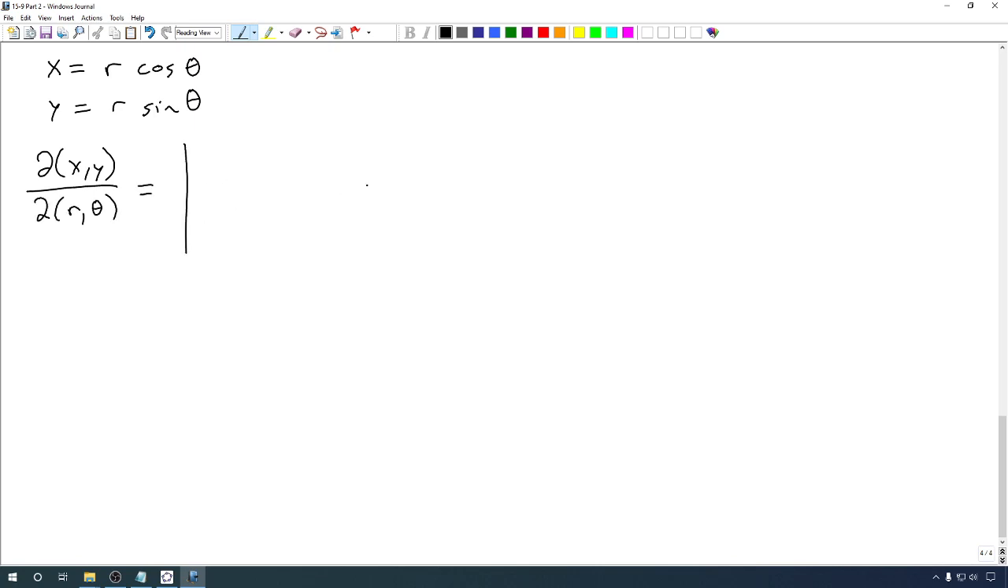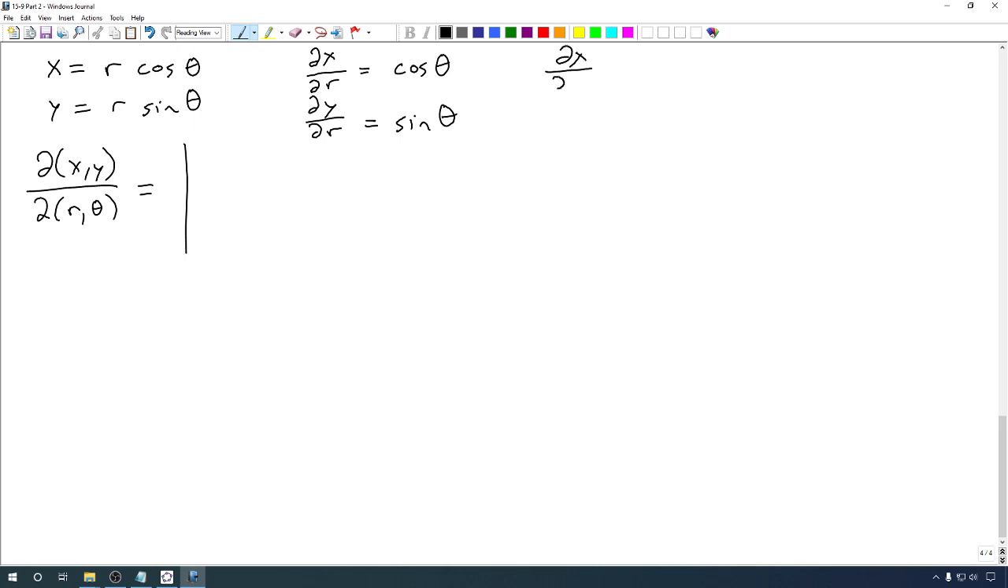This is going to be a 2x2 determinant. That 2x2 determinant is going to have all of our derivatives in it. So what are the derivatives? What is the partial of x with respect to r? Well, cosine of theta here is a constant. R is going to go away, so we get cosine of theta. We can do pretty much the same thing. The partial of y with respect to r is going to be sine of theta.